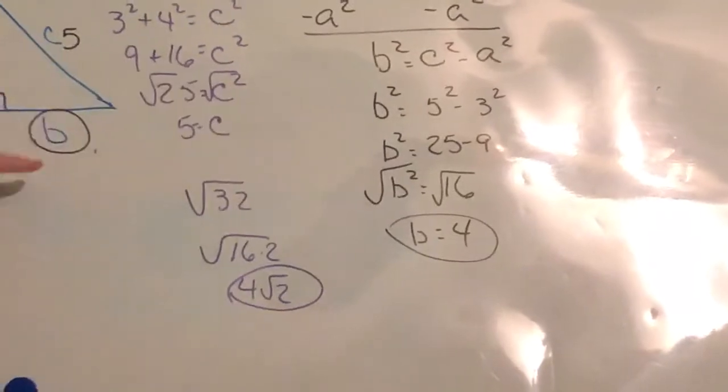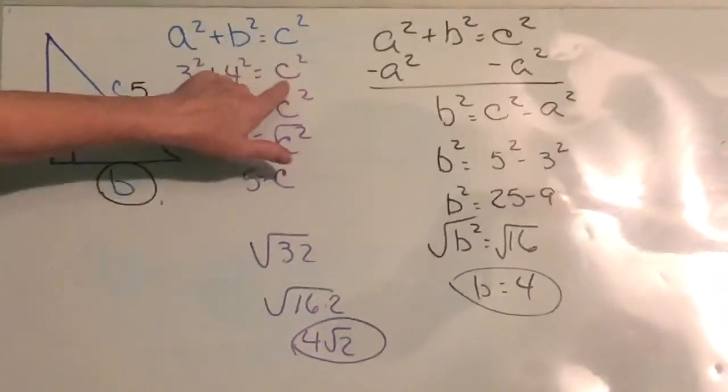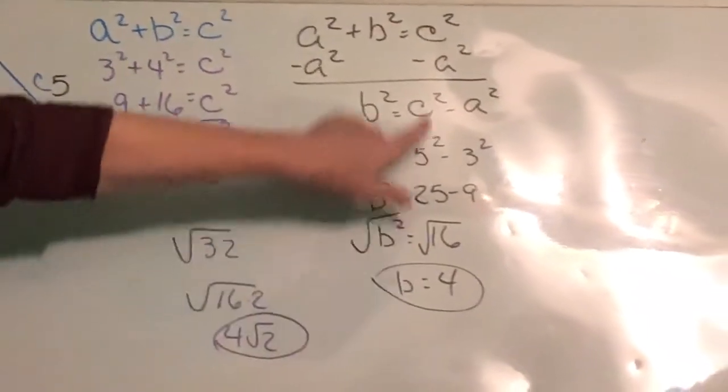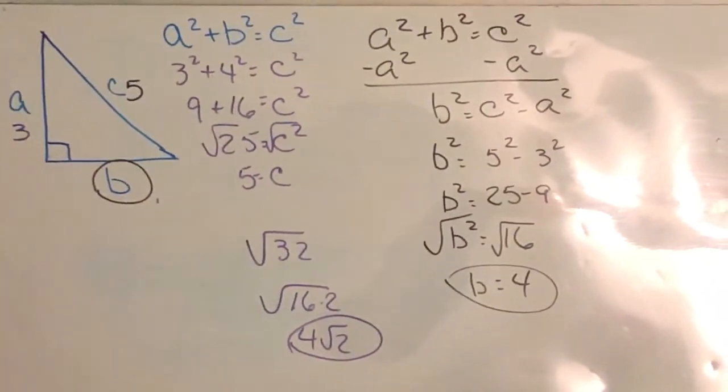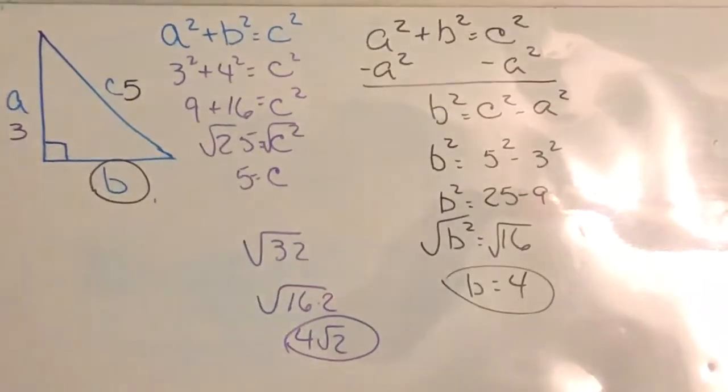But notice, when I wanted C, I kept C by itself. When I wanted B, I kept B by itself. That's an important step, and it will keep us from getting confused later on. Okay?